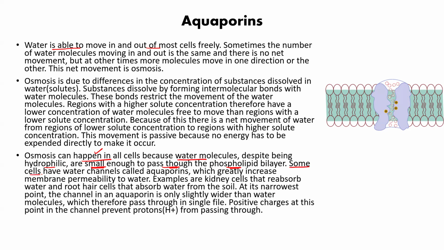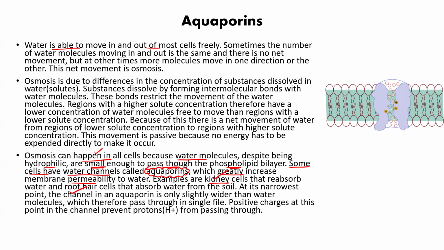Some cells will have water channels, which are known as aquaporins. Analyze the diagram carefully; they increase the membrane permeability. You will find them generally in the kidney cells in humans. You will find them in the root hair cells in plants.